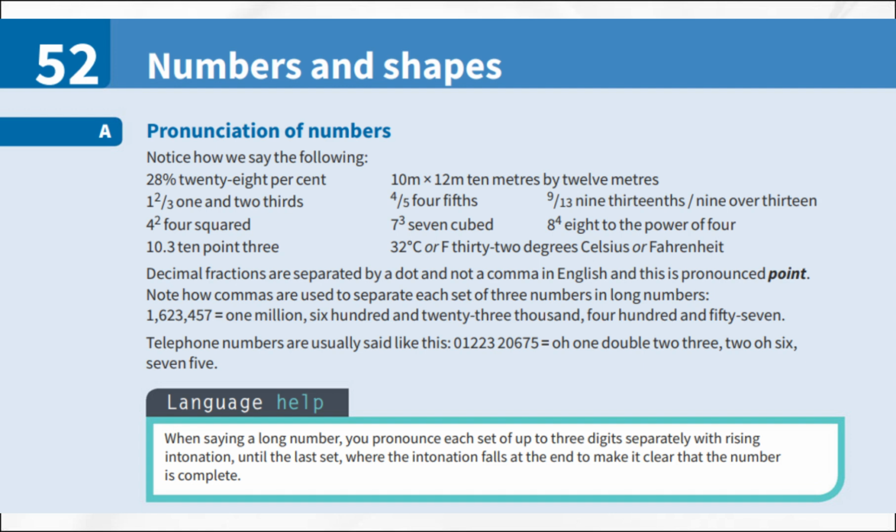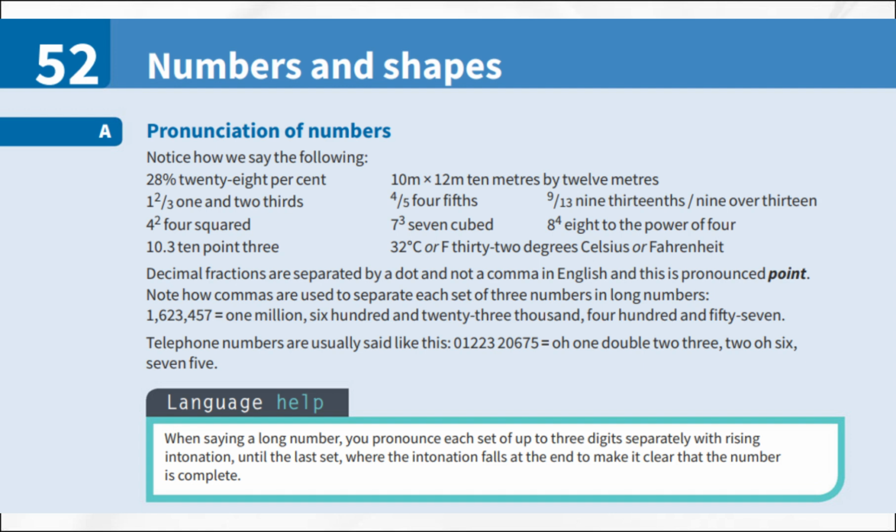Pronunciation of numbers. First, let us look at how we say different numbers in English. For percentages, we say 28%. For fractions, 1 2/3. For fifths, 9/13. For powers, 7 squared, 7 cubed, 8 to the power of 4. For decimals, 10.3. Note that decimal fractions are separated by a dot, not a comma, and it is pronounced point.